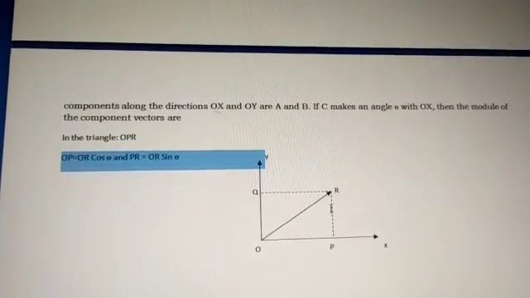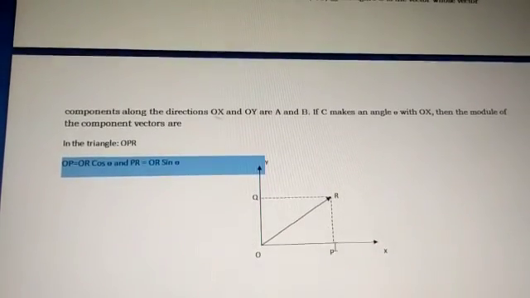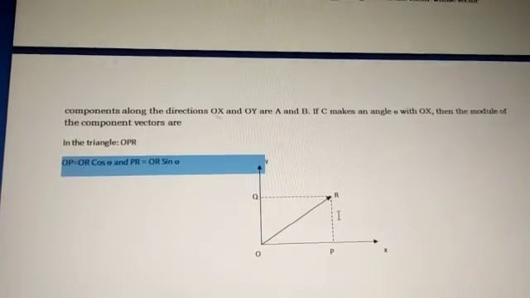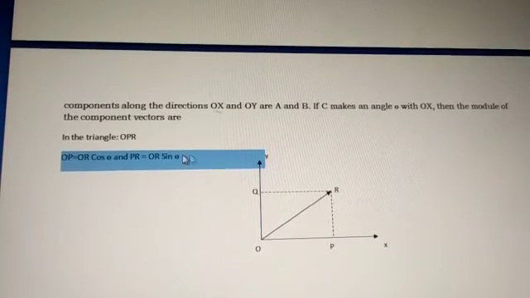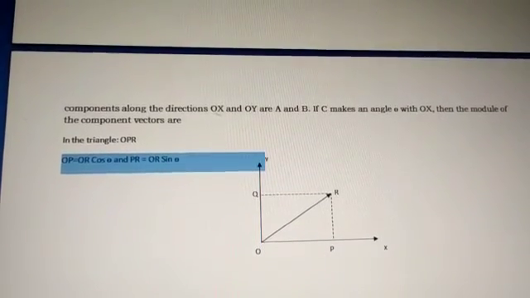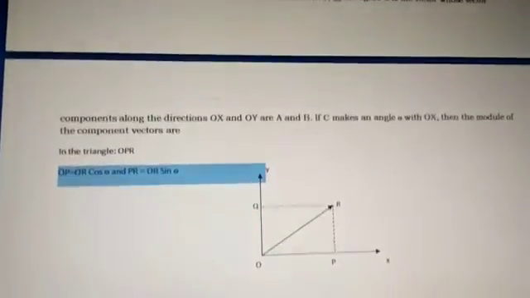The vertical component can be written as PR. This is the vertical one. This PR is the same as OQ. So PR is equal to OR into sin theta. That is called the vertical component. One is the vertical component, another is the horizontal component. This is how we can resolve a vector into two components.